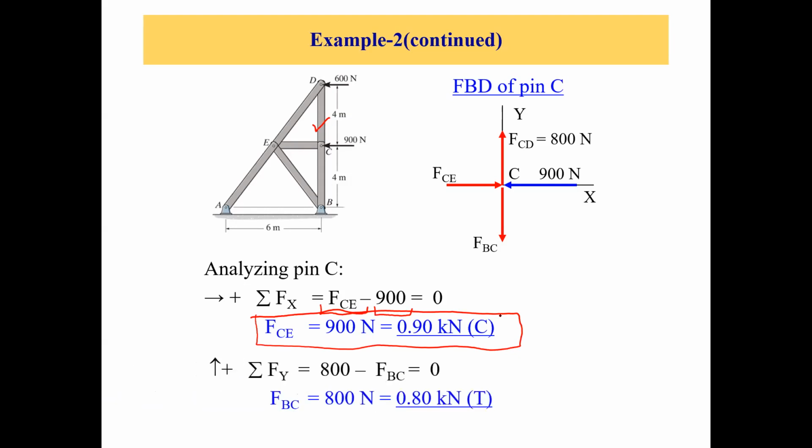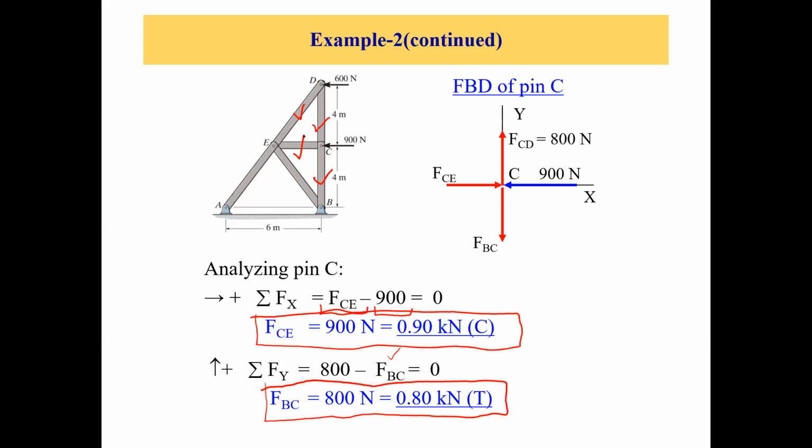Then if you take sigma Fy equals 0, there are 2 forces: FCD, the 800 newtons tension force, so it's a positive 800, and FBC, which is acting downwards, so we have a negative FBC here. This equals 0. From here, you get FBC equals 800 newtons. So we already knew this and this. Now we are done with FBC and FCE.